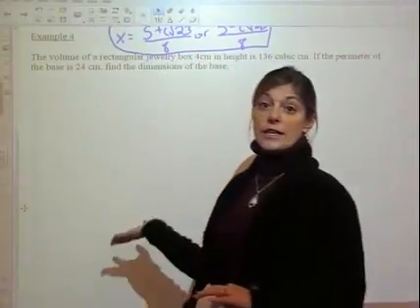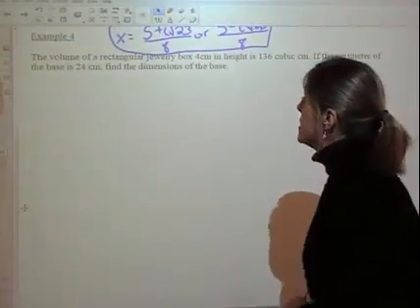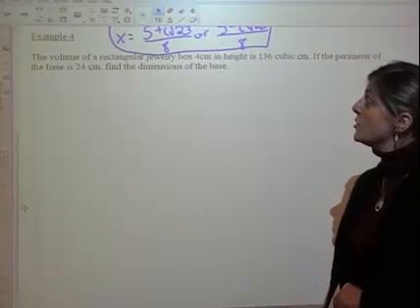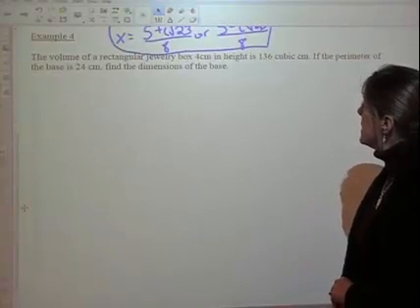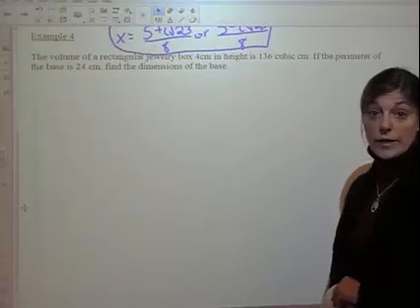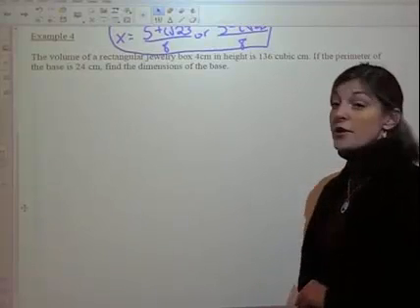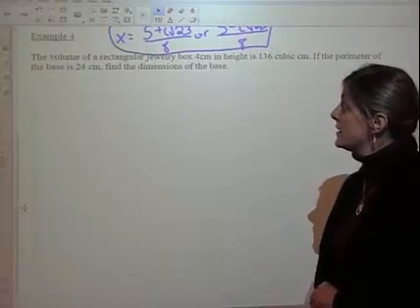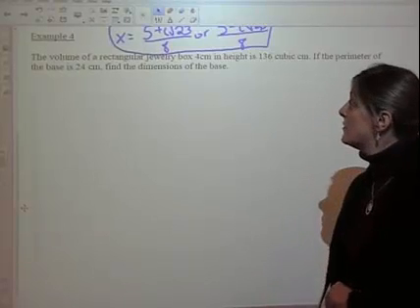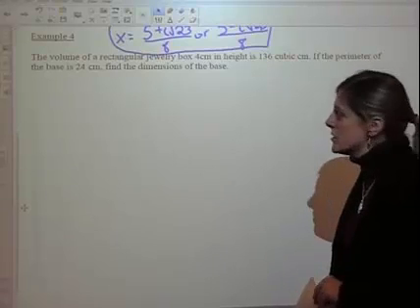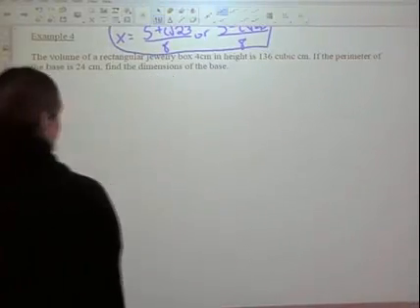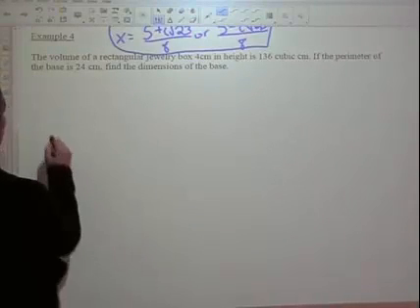All right, let's put this into a situation. So example 4 says the volume of a rectangular jewelry box, 4 centimeters in height, is 136 cubic centimeters. If the perimeter of the base is 24 centimeters, find the dimension of the base. Okay, so first, I like pictures, so we're going to draw a picture. So we have a rectangular jewelry box.